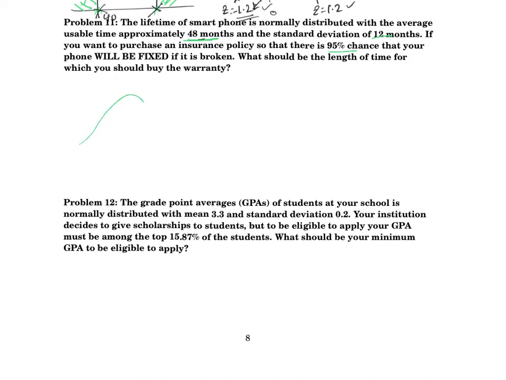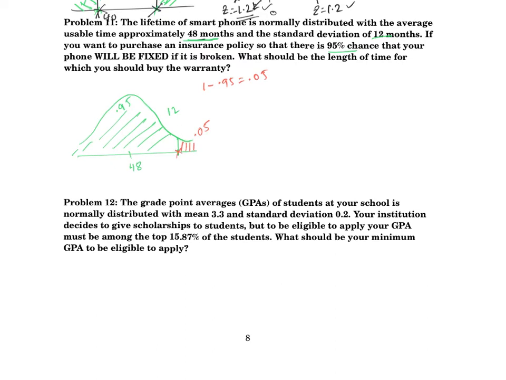So it's bell shaped. The mean is 48, standard deviation is 12. You want a 95% chance to be fixed, so that means you want to go all the way up to here, so that the area to the left becomes 0.95. So all the area to the left is going to be 0.95, and this area to the right is going to be 0.05, right? Why is it 0.05? Because the area to the left is 0.95. 1 minus 0.95 is equal to 0.05.